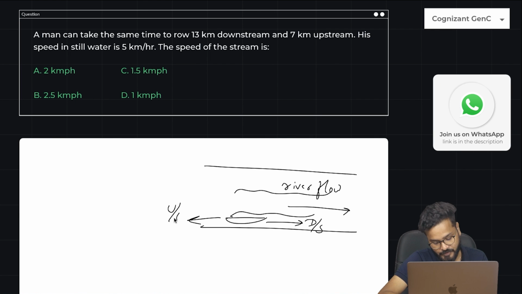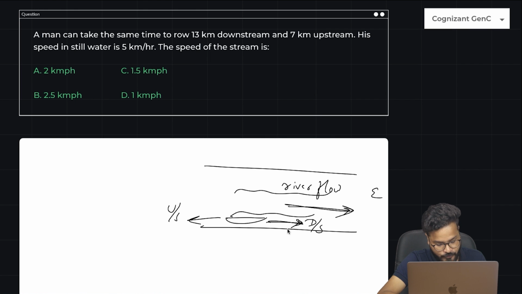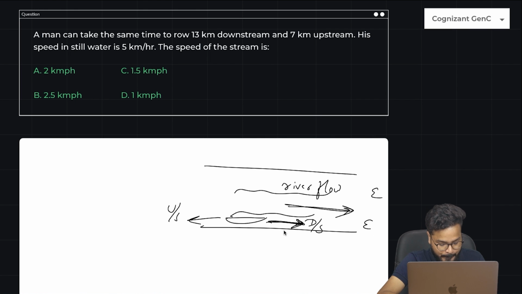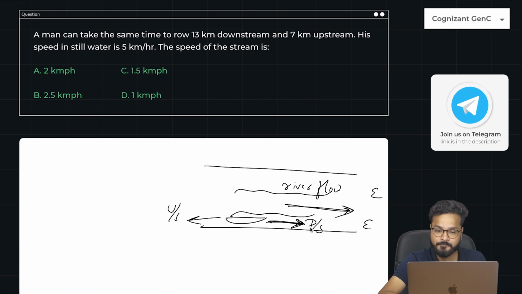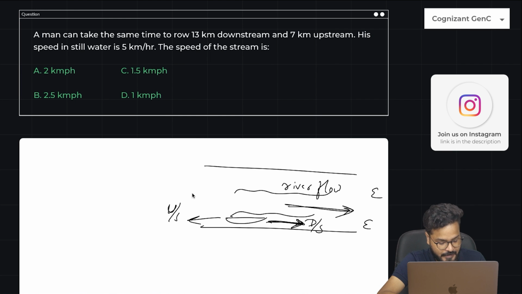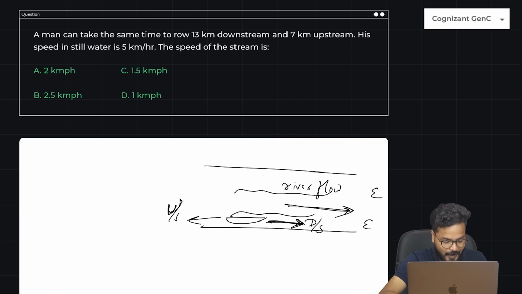Do you know this, guys? If the river is flowing in this direction, let's say east, and if the boat is also sailing in the east, then it is called downstream, right? Rowing downstream. And if the boat and the river flow are in opposite directions, it is called upstream.